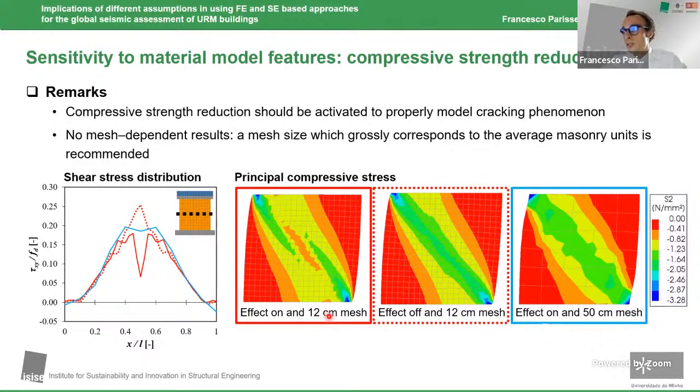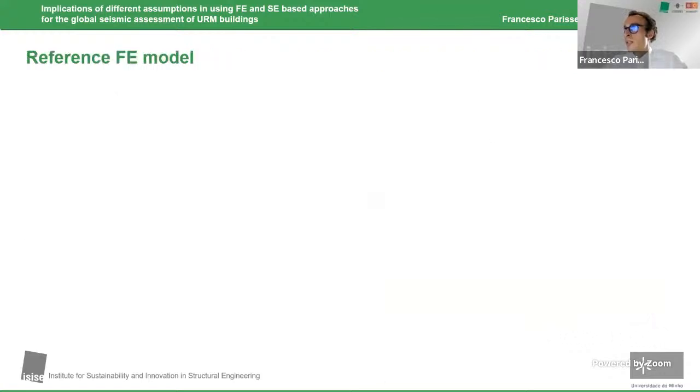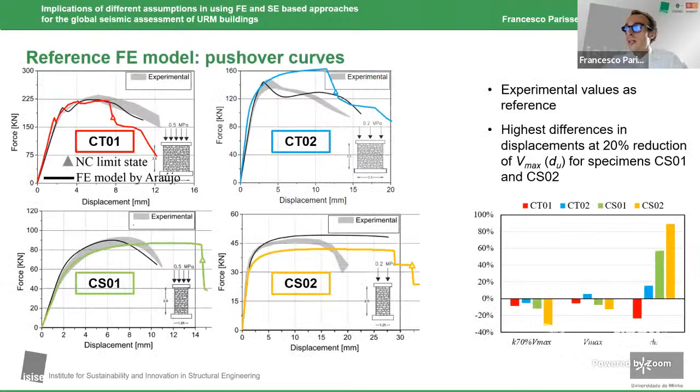And this has implications also at other scales, but let's move to the reference finite element models that are here presented in terms of pushover curves, in which we can see that the main differences relate to the maximum displacement of the two specimens which have an aspect ratio equal to 2, CS1 and CS2. We can see the highest difference with respect to the experimental values.